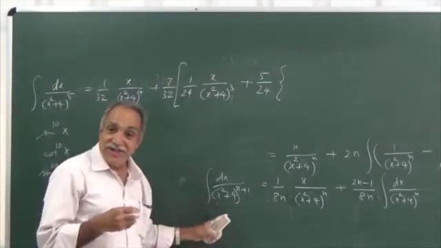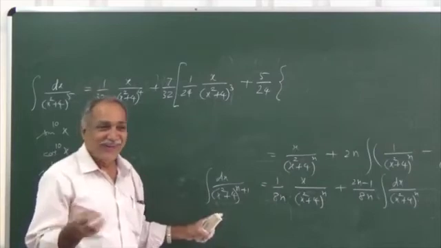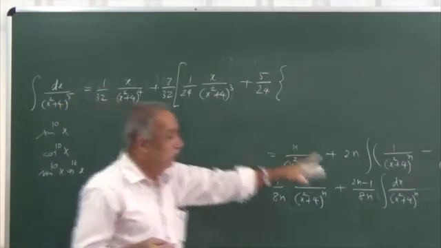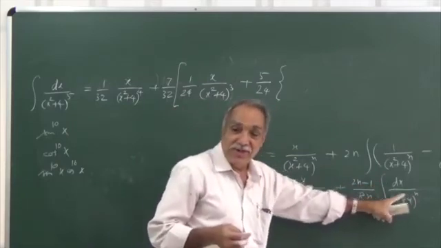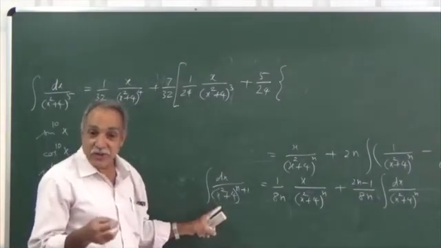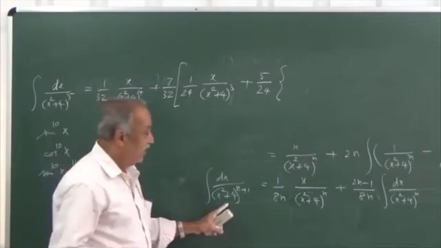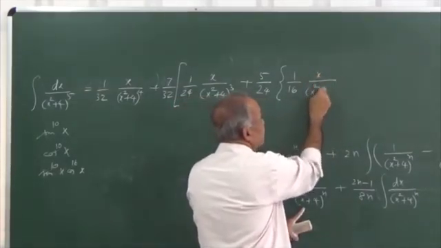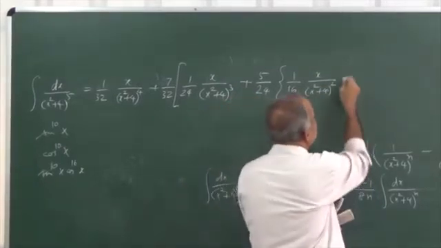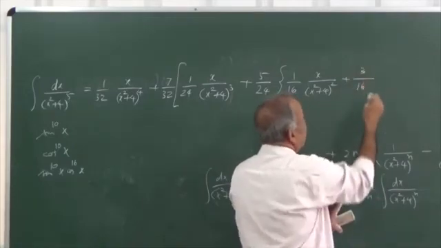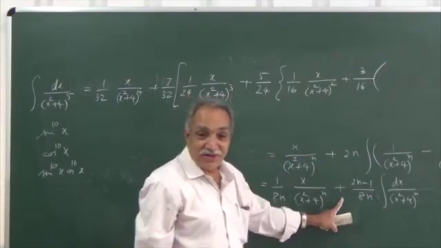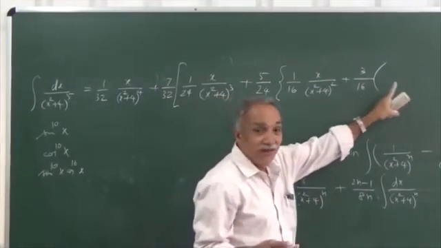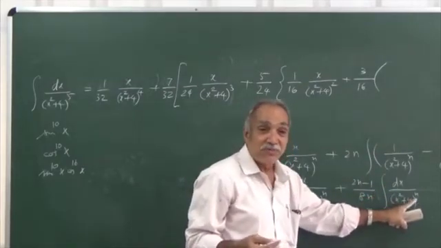Apply the formula once again. 2 or 3? I don't know. 3. Here 8 into 3 is 24, n used was 3. So you will be getting dx by x square plus 4 to the power 3. Now again we apply this formula with n equal to 2. The n value will be 2 in the next application. We will get 1 by 16 x by x square plus 4 whole square, n is 2, plus 4 minus 1, 3 by 16 integral of, what is our n? 2 now. You just compare this, 8n equal to 16, n equal to 2 now. So we will have inside integral dx by x square plus 4 whole square.